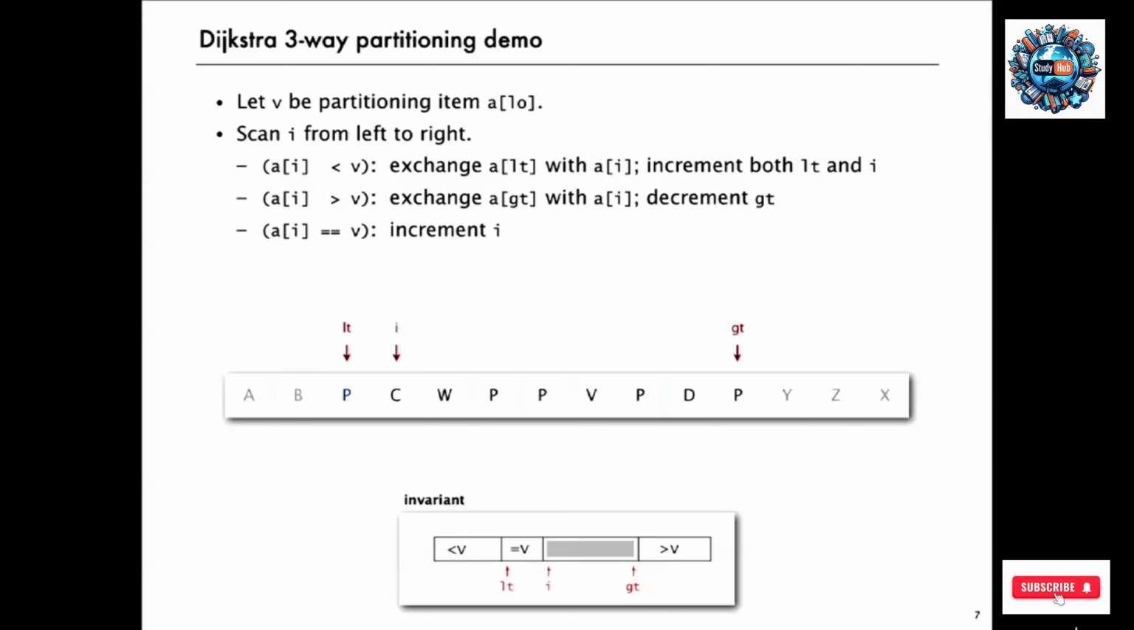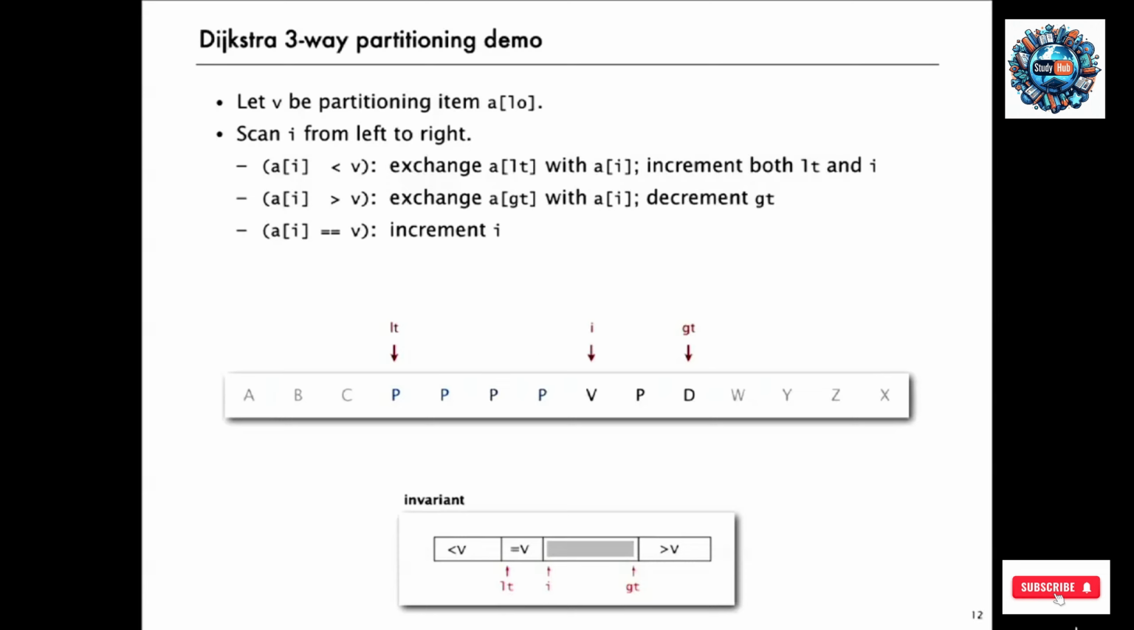Now we have the C. That one's smaller, so that's the first case. So we'll move it to the left of LT and increment both LT and I. W's a bigger one. That has to go over to the right. Now we have I pointing to an element that's equal to the partitioning element. And what are we supposed to do then? Well, to maintain the invariant there, we just need to increment I. And again, it's pointing at one that's equal to the partitioning element, increment I.